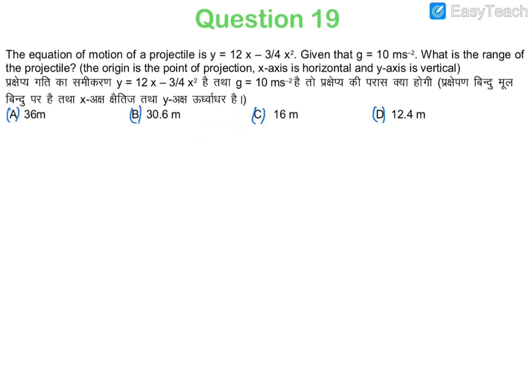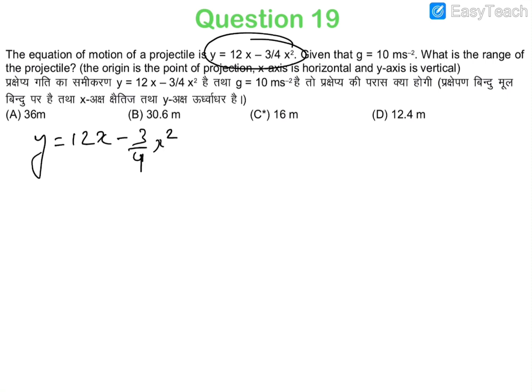In this question you can see that this is the equation of a projectile, and g is 10, so we have to find out the range of the projectile. So obviously the range of the projectile is the value of x for which y becomes 0 again. So we can say that y is equal to 12x minus 3 by 4 x square, and at y equal to 0 there are 2 points when y is 0.